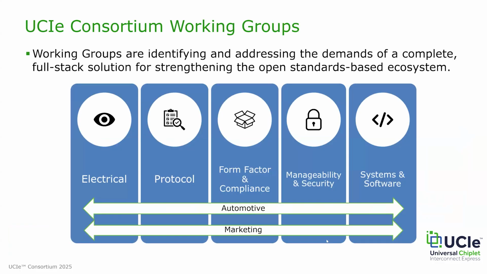These are the work groups for the consortium. There are five work groups: electrical, protocol, form factor and compliance, manageability, security, and systems and software. So these are the five technical work groups. Now there are two work groups that are what we call horizontal. That's the automotive group that gathers the requirements and feeds into these working groups, and then the marketing working group.